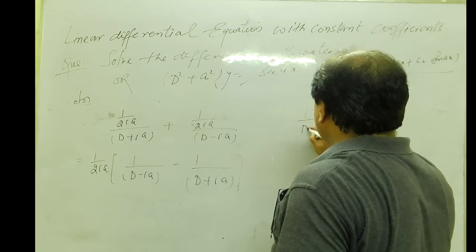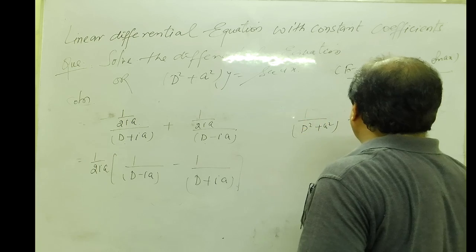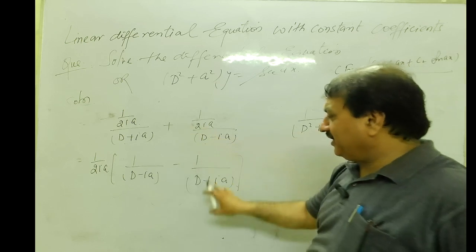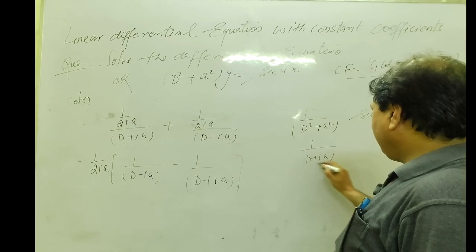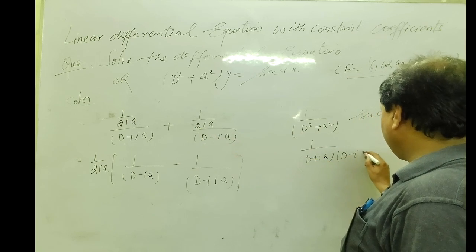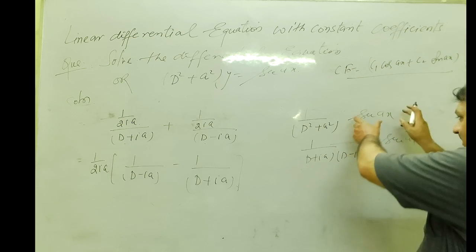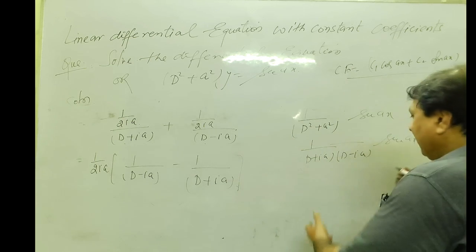Here D squared plus a squared, and this is sec ax, the particular integral. After the calculation, this is complete here: D plus ia, D minus ia. And this is the sec ax. That means this is multiplied. That means here it is 1.